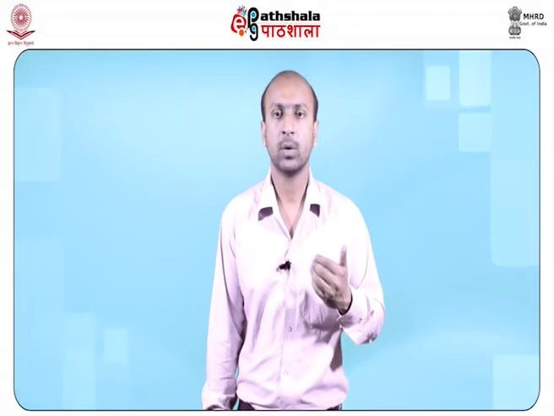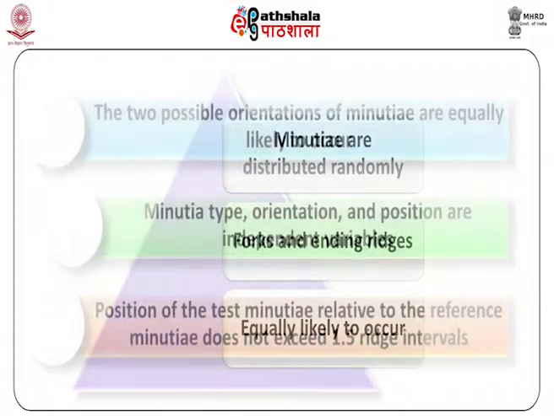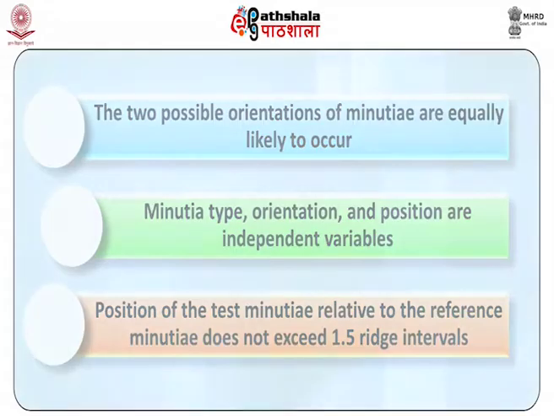Trauring made the following assumptions. Minutiae are distributed randomly. Next, there are two minutiae types, forks and ending ridges. Next, the two minutiae types are equally likely to occur. Next, the two possible orientations of minutiae are equally likely to occur. Next, minutiae type, orientation and position are independent variables. Next, for repeated registration of one individual's finger, the uncertainty in the position of the test minutiae relative to the reference minutiae does not exceed 1.5 ridge intervals.